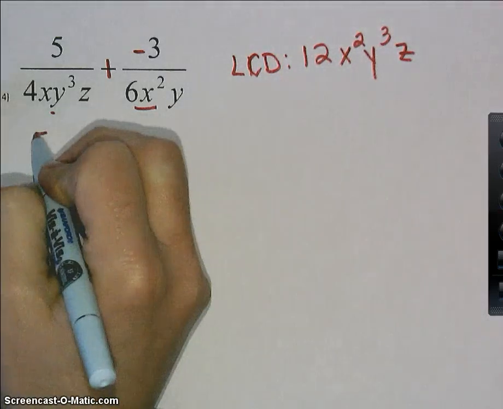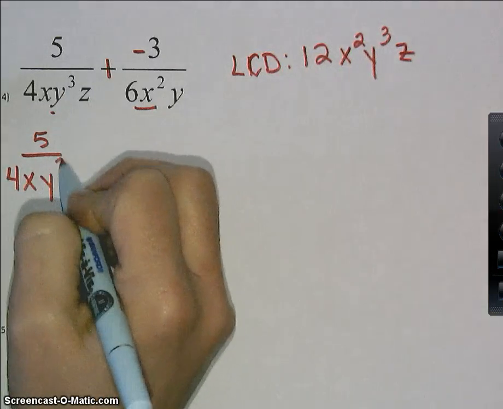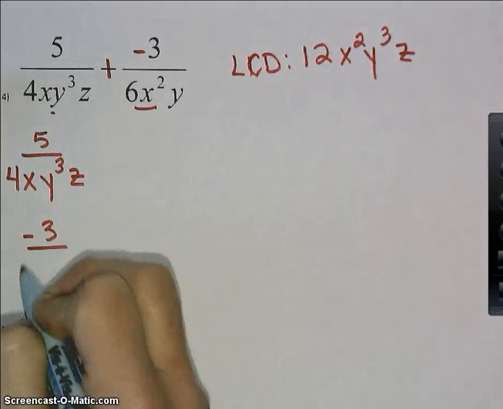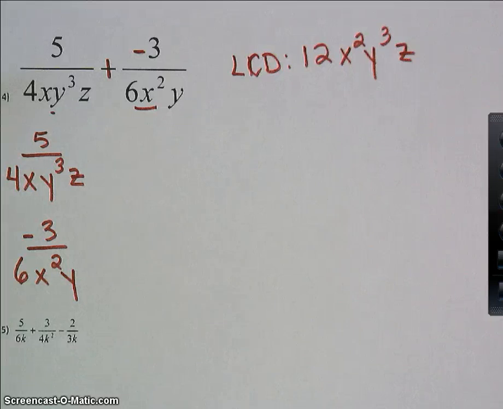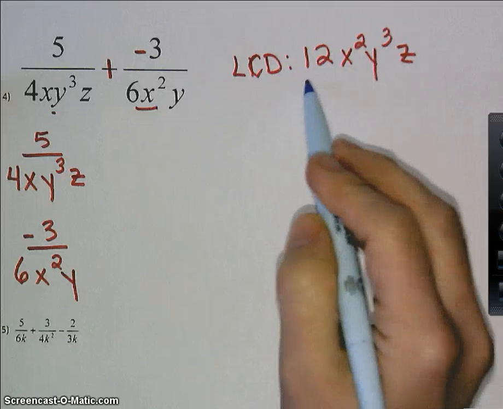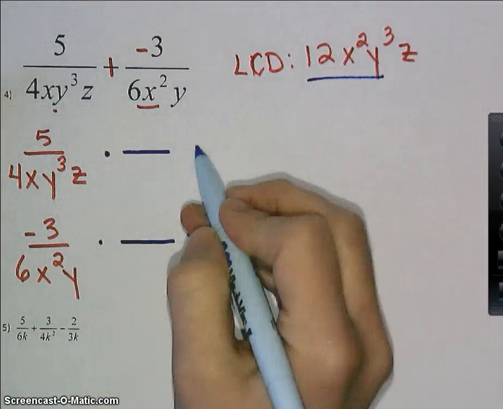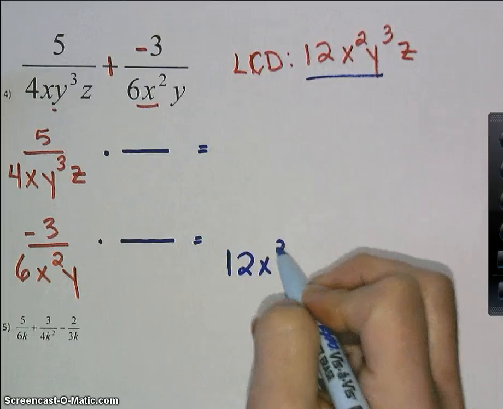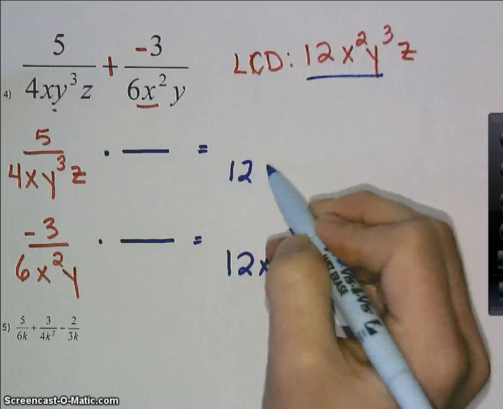I'm going to rewrite our fraction, so 5 over 4x y to the third z, and a negative 3 over 6x squared y. And then we go through that same process. What do I have to multiply to get to my LCD? So times something gives me 12x squared y to the third z, and the same on this one as well.